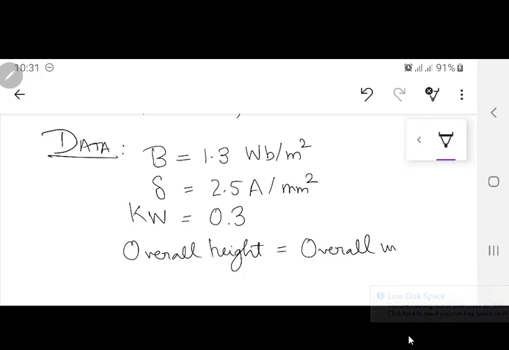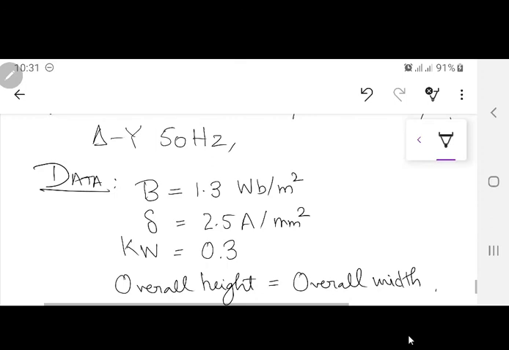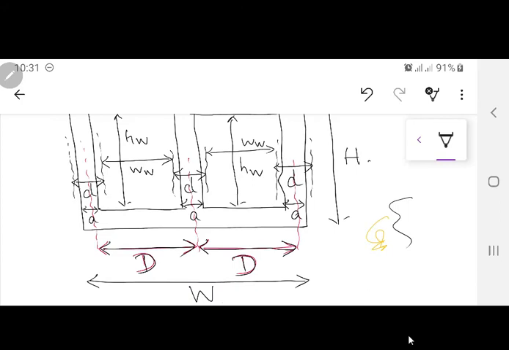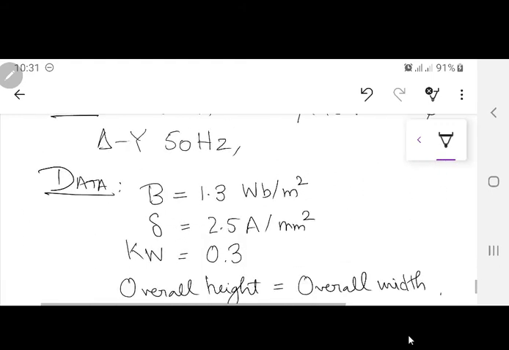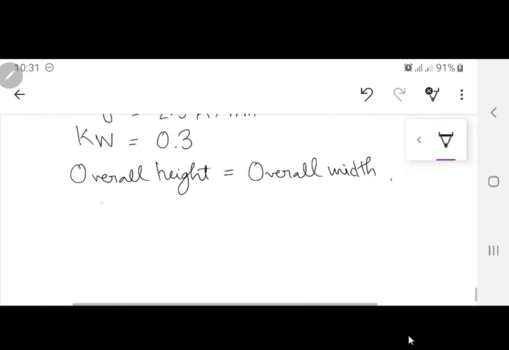What does this question mean? This is a three-phase transformer. This means that H, capital H, and W, they both are the same. The overall height of the window or the height of the transformer and the width of the transformer, they both are the same. So this is one condition given.